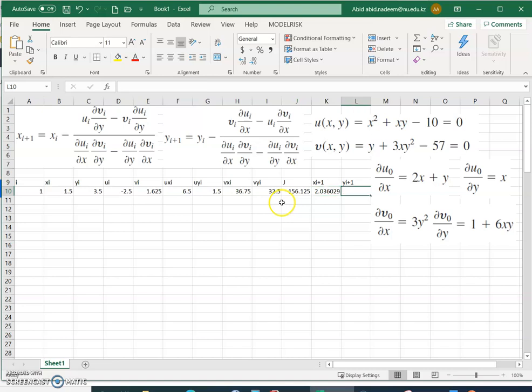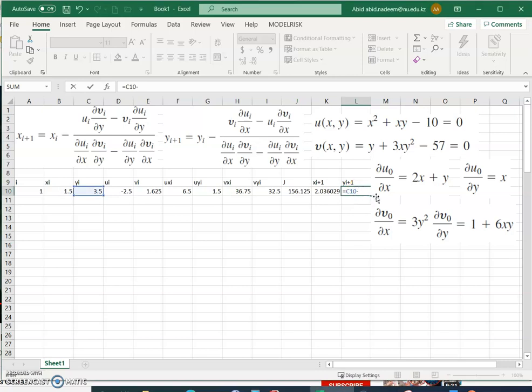Similarly we can calculate yi plus 1, which is equal to yi minus the bracket of vi times ux minus ui times vx, and then divided by the Jacobian, this one. So it will be 2.84.